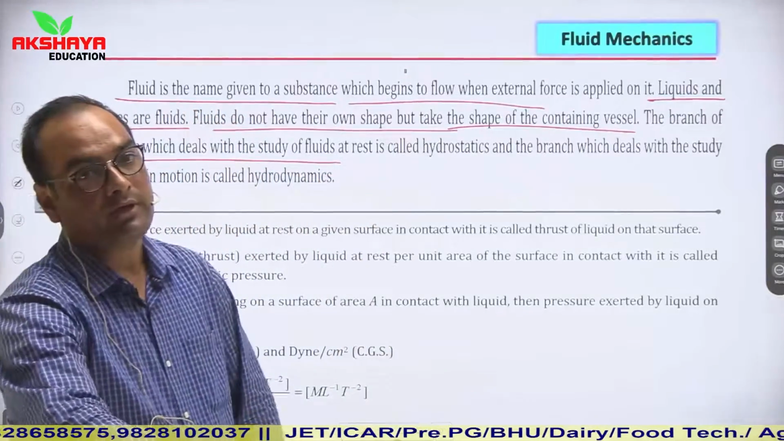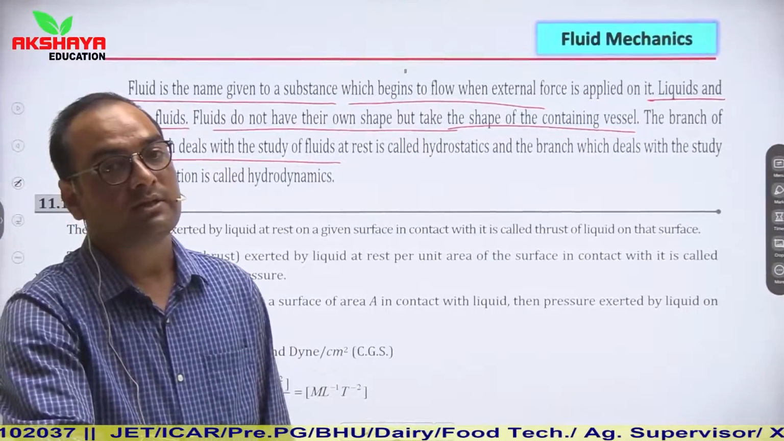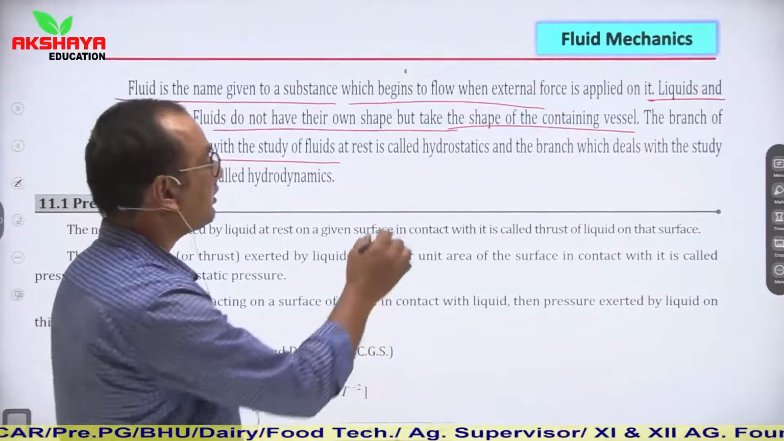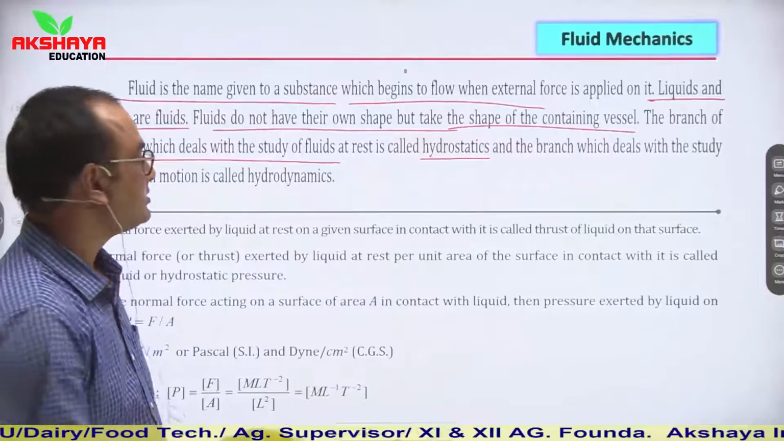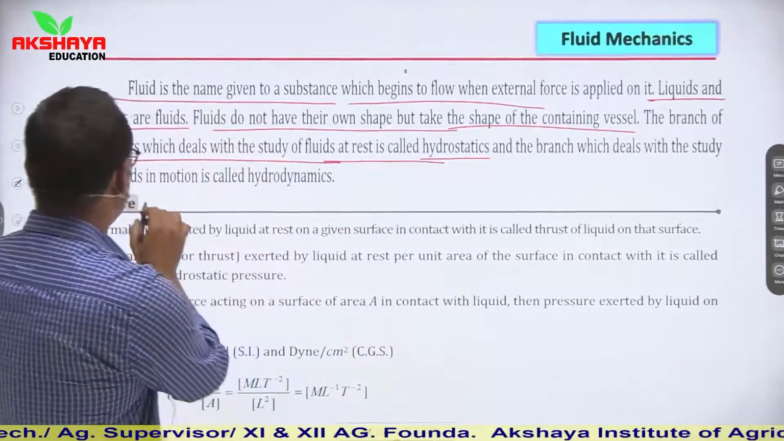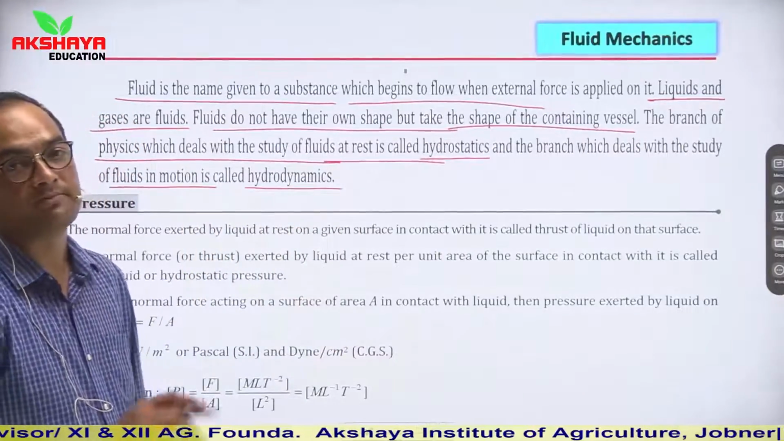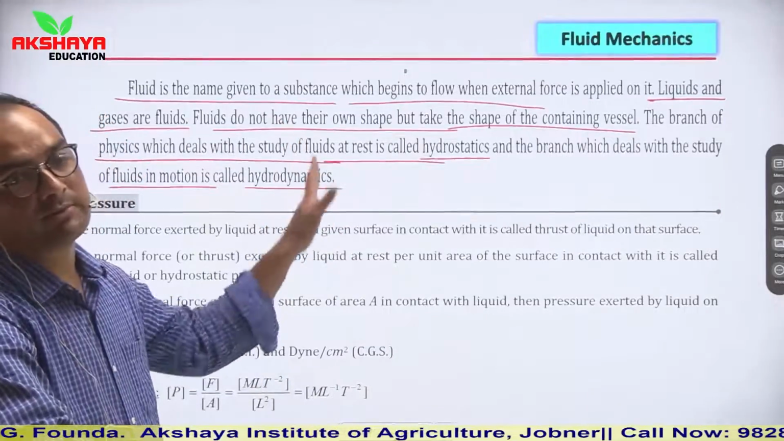So we classify fluid mechanics into two parts. One is hydrostatics and another one is hydrodynamics. Hydrostatics is the study of fluids at rest. And if we talk about fluids in motion, then it is done under hydrodynamics. So these are two branches of fluid mechanics. Now this is the general concept of fluid mechanics.